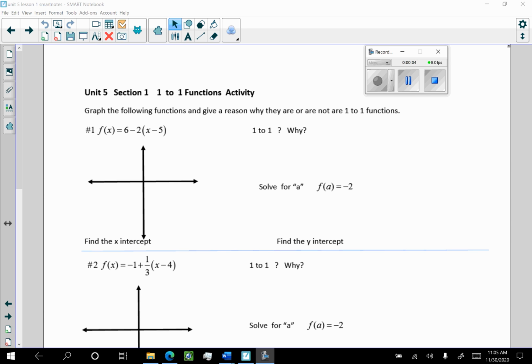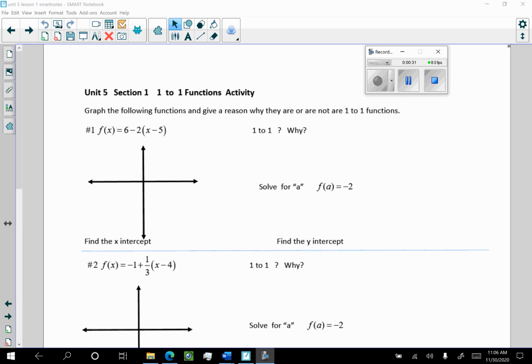This video is going to take us through 3 problems from Unit 5, Section 1, one-to-one functions activity. This is assigned on Tuesday, so I'm going to go over some of the problems, and we will require that you do the rest of the problems on your activity day. So I'm going to start off by looking at number 1.